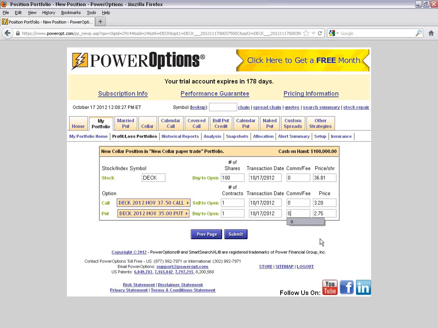Now, if this was an actual trade, and let's say I was able to get filled on the 37.5 call, let's say at 325, and maybe only paid 270 for the put option, taking advantage of the midpoint pricing, well, we would just make those changes. And we're just going to keep this as it was, 320 for the call premium we're selling to open, 275 for the put that we're buying to open. All right, simply click Submit.